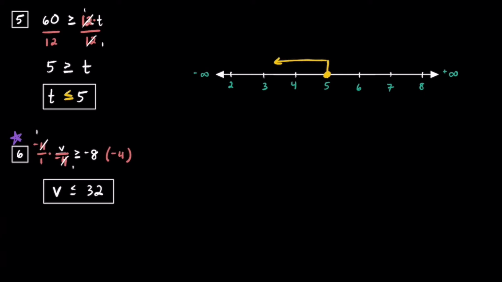When solving inequalities, whenever you multiply or divide both sides of the inequality by a negative value, you always have to flip the inequality symbol.